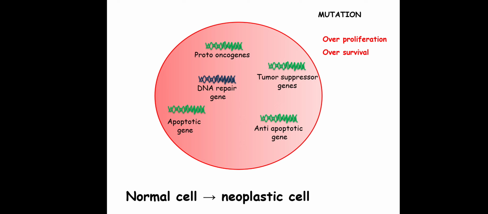Normally all these 5 sets of genes should be normal, but to develop a neoplastic transformation, it needs multiple mutations. It needs a series of mutations. So for becoming a neoplastic cell, all these 5 sets of genes should undergo mutation. They should not perform their work properly. So this is how we can convert a normal cell into a neoplastic cell.